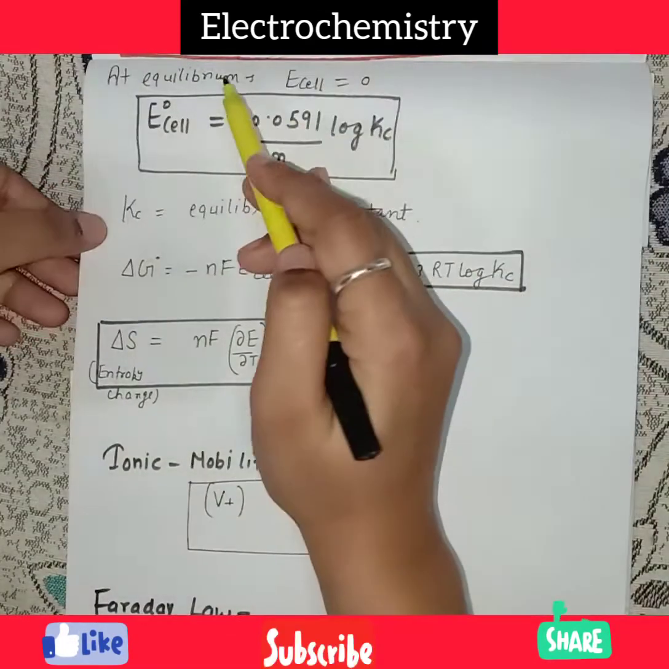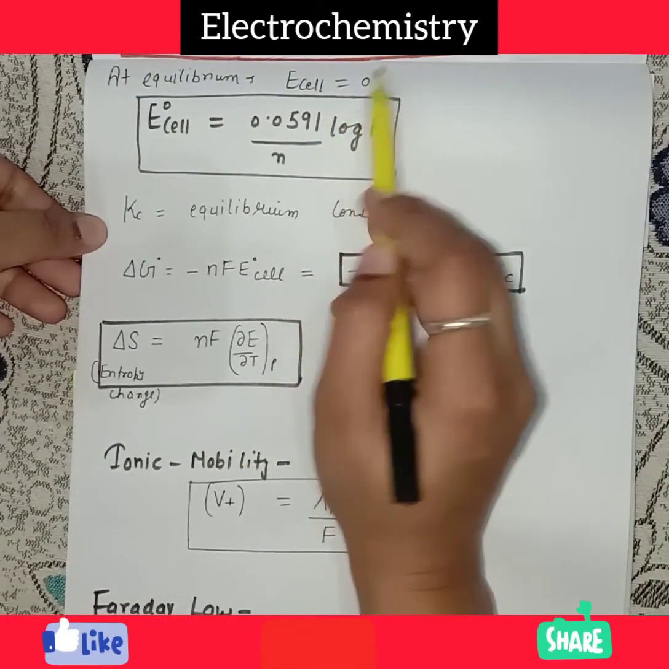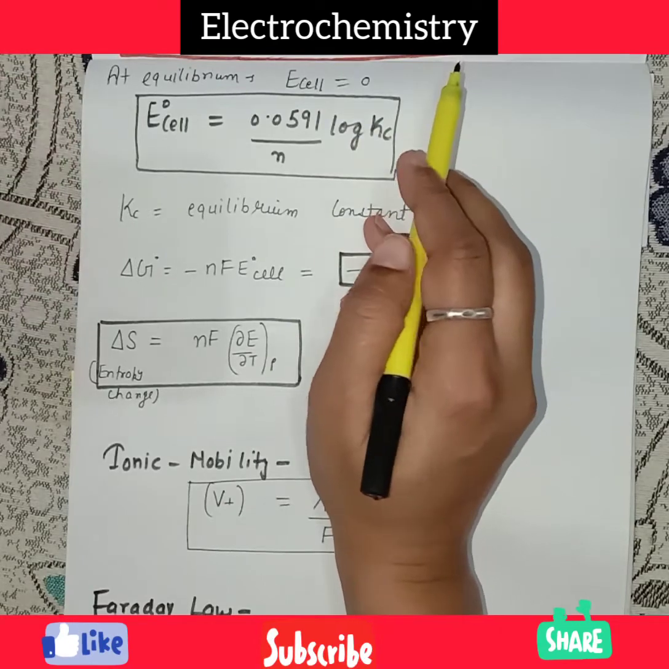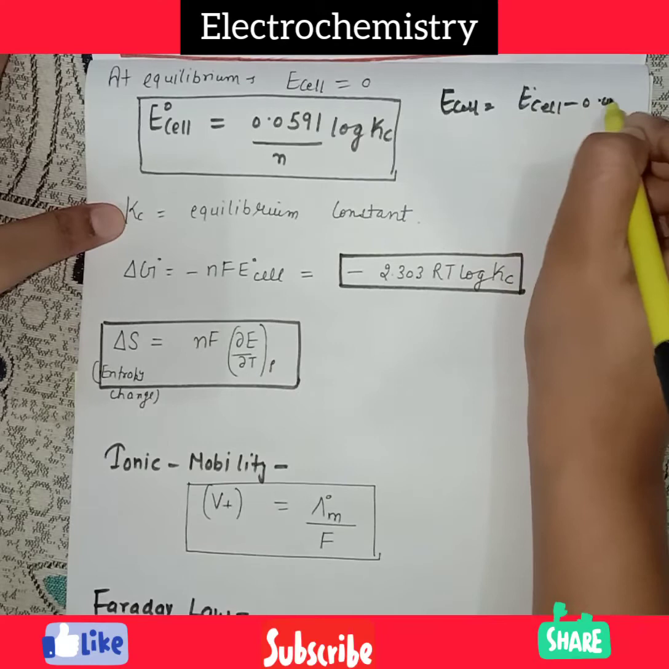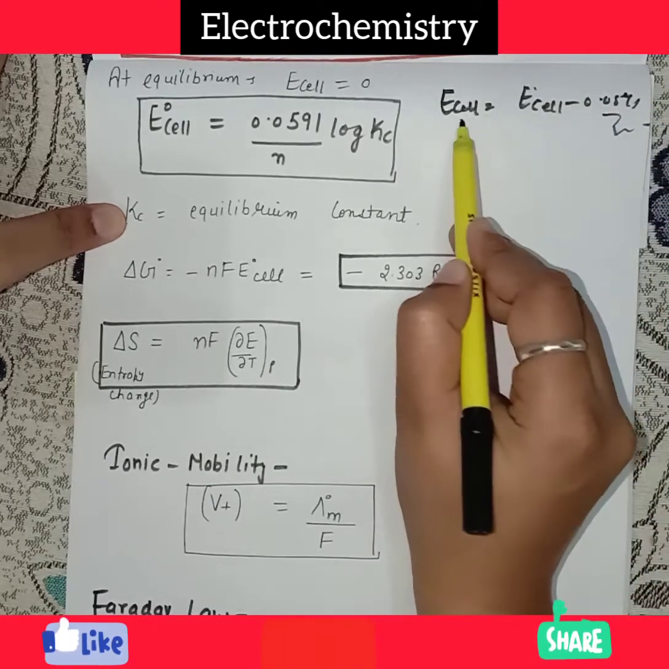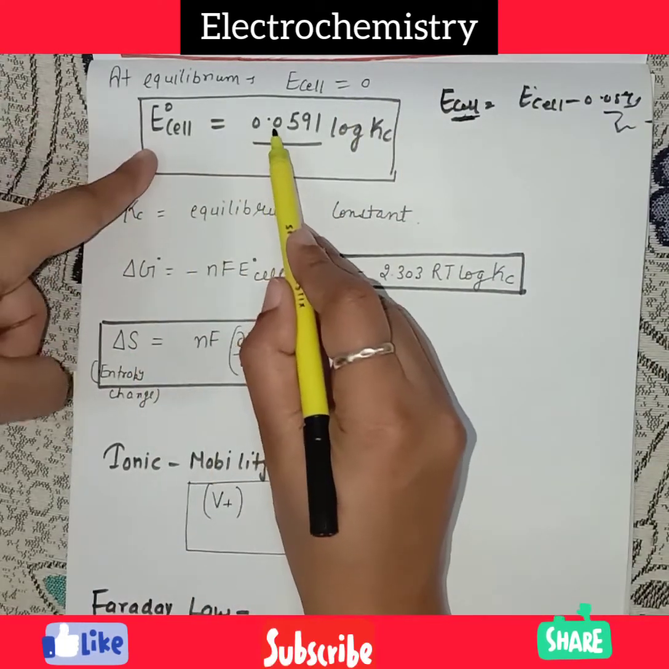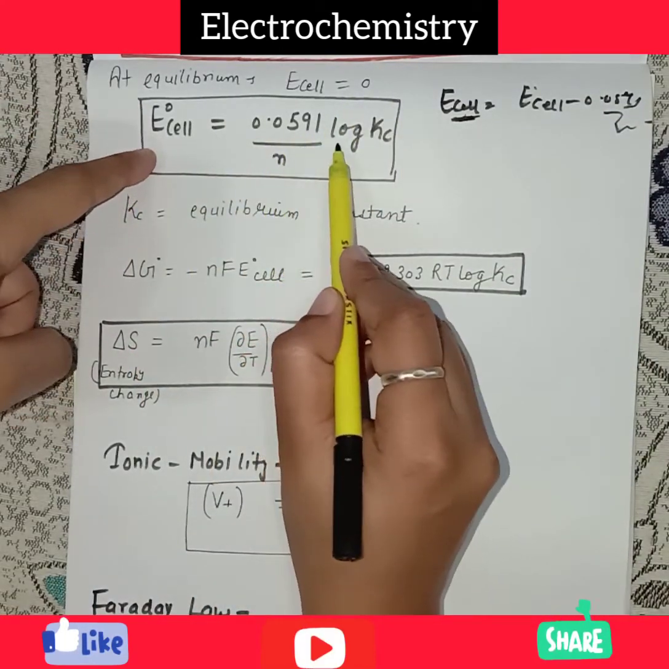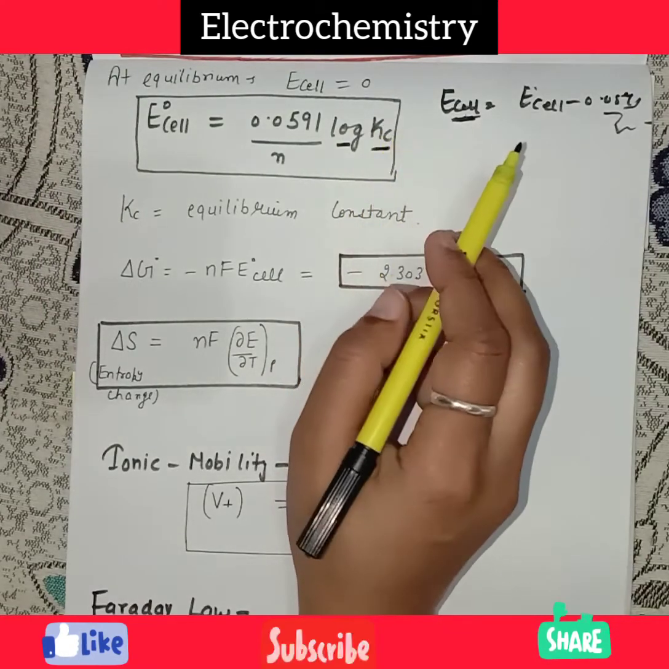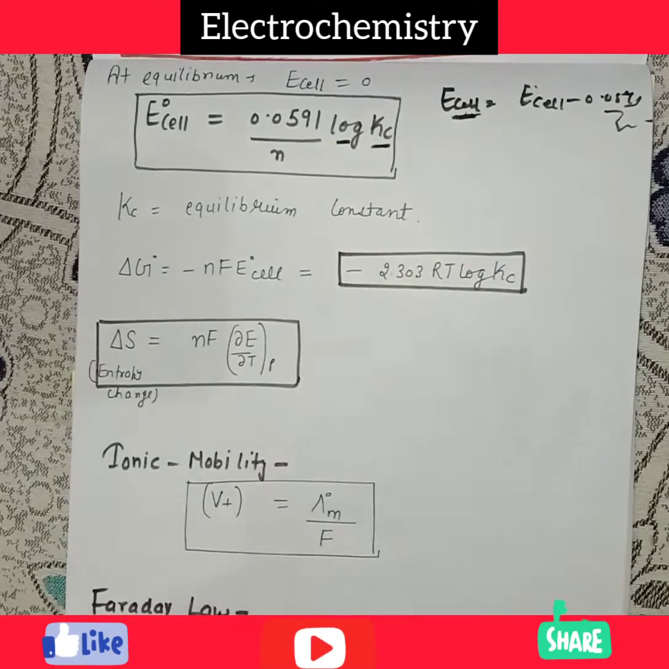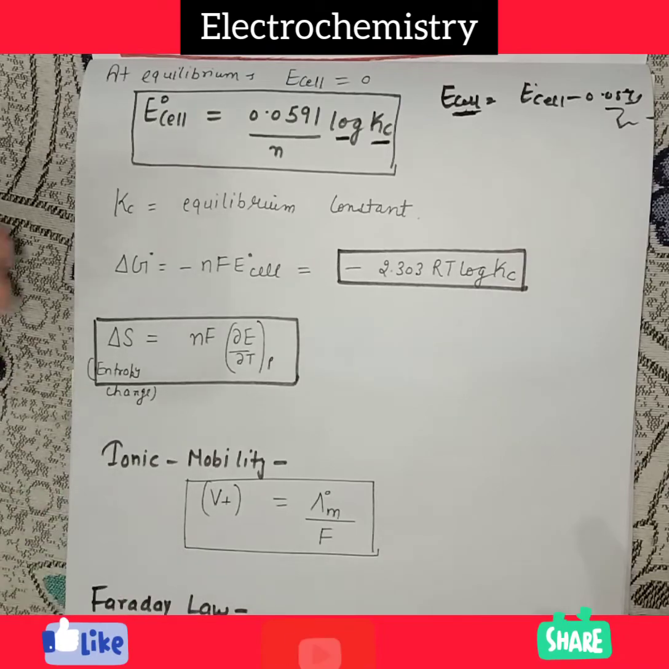But if we are talking about equilibrium, then at equilibrium E cell is equal to 0. If E cell is equal to 0, then in the Nernst equation, E cell equals E naught cell minus the term in this way, so it is rearranged here. So E naught cell is equal to 0.0591 upon n log Kc, here is the equilibrium condition. So this is the equilibrium constant Kc. Okay, so this is the most important formula. All the formulas of the Nernst equation are very important.